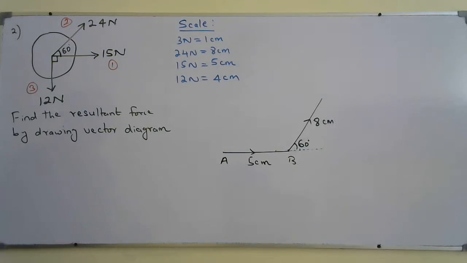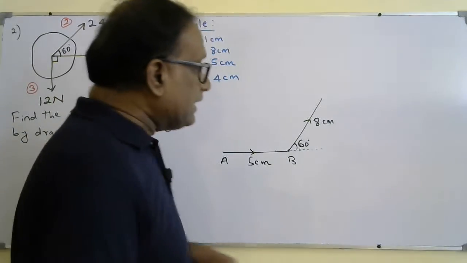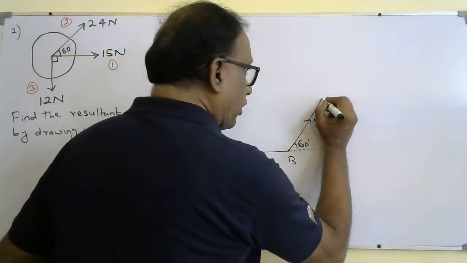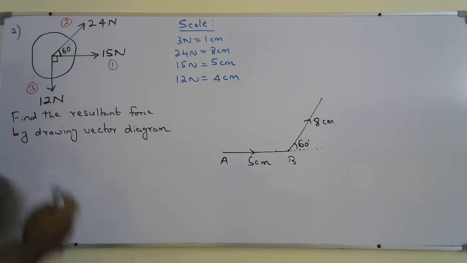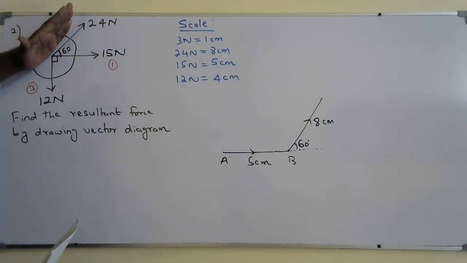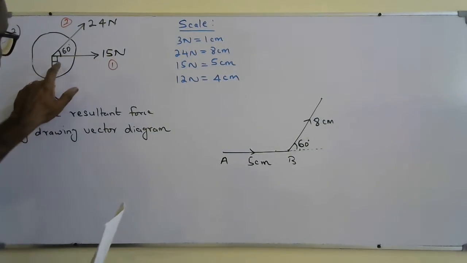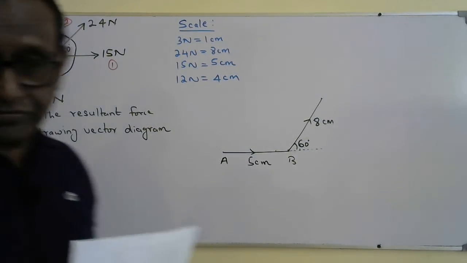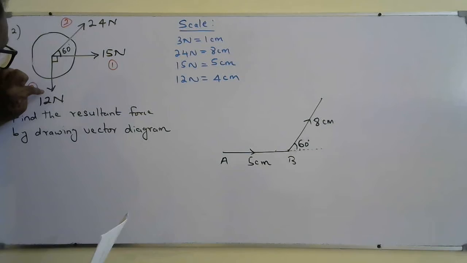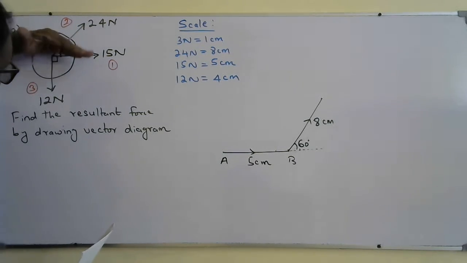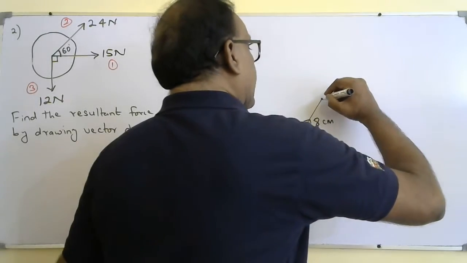Okay. So then I should draw the 12 Newton force, which is vertically down. But vertically down, how can I confirm it? Look here, from this 24 Newton, 12 Newton is in the clockwise direction 150 degree, because this is 60 degree, this is 90 degree, 60 plus 90, 150 degree. So from the 24 Newton force, 12 Newton is in the clockwise direction, 150 degree. So there you should extrapolate it. So extend this line.